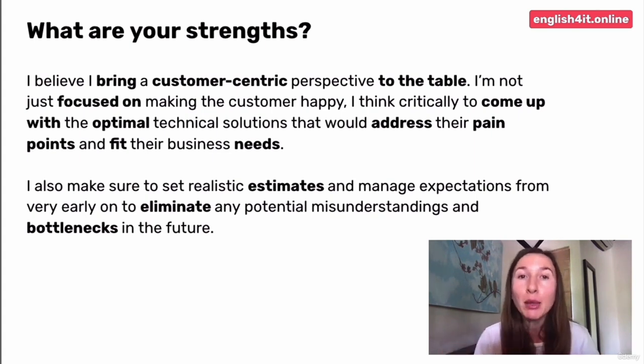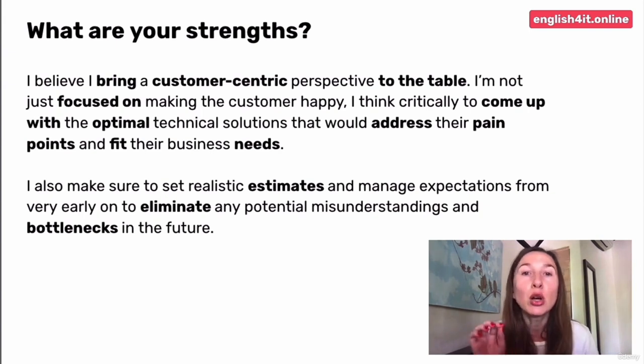So let's see. I believe I bring a customer-centered perspective to the table. Customer-centered perspective, this is what every client wants to hear from a technical professional. So if you say this phrase to a client, to a potential employer, they will love it because after all, you're creating a product for a customer. So you have to be customer centric.